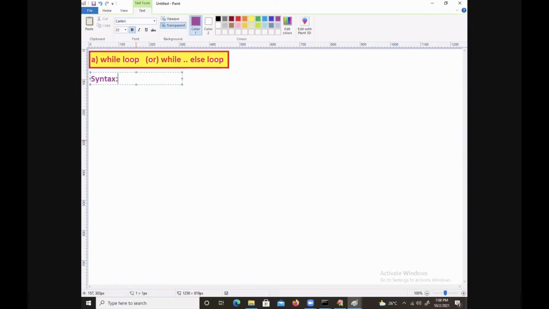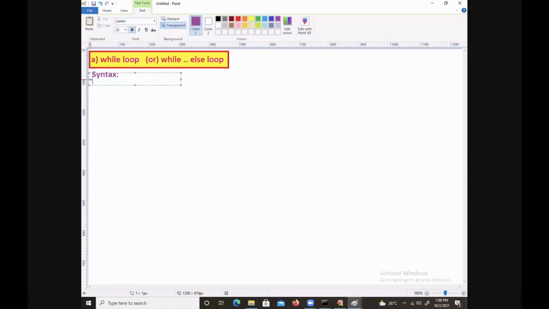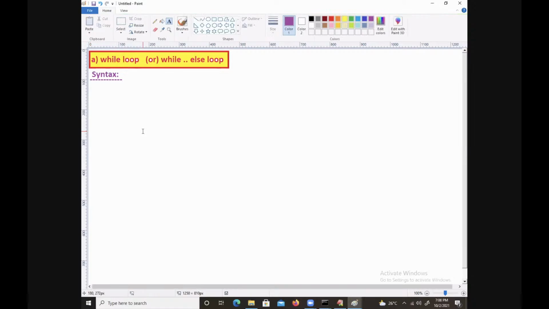How the syntax behaves. Once we understand the syntax very well, I can give the further discussion here. Let us start the syntax.